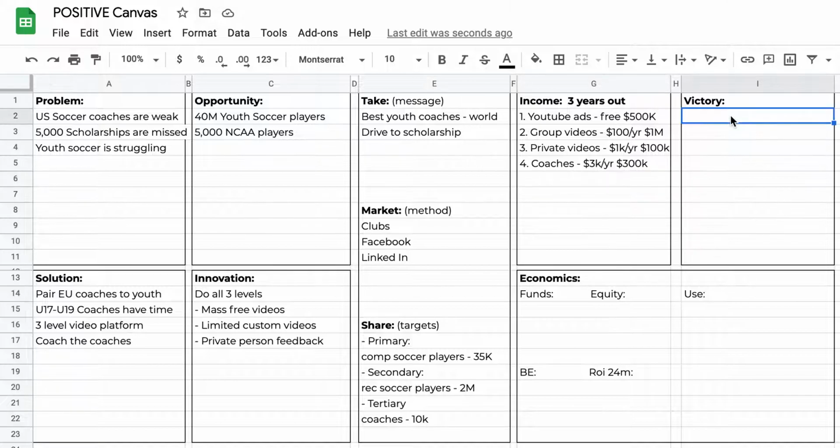So then the next one is victory. How are we going to win? Well, the first one is we have the number one MLS player. His name is Rossi, who's going to give us videos. We have the number one U19 player in Europe, whose name is Da Silva. There you go. And he's going to give us videos. Okay? So we have some players that are going to give us videos.